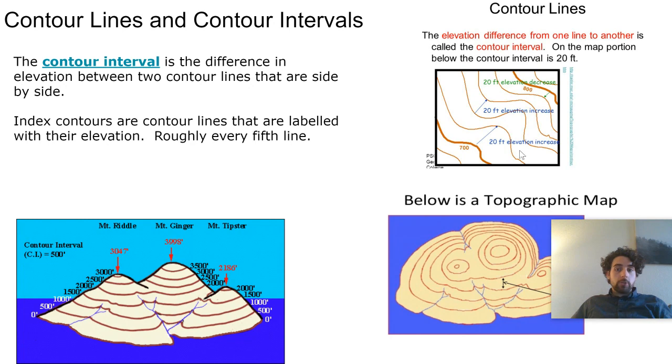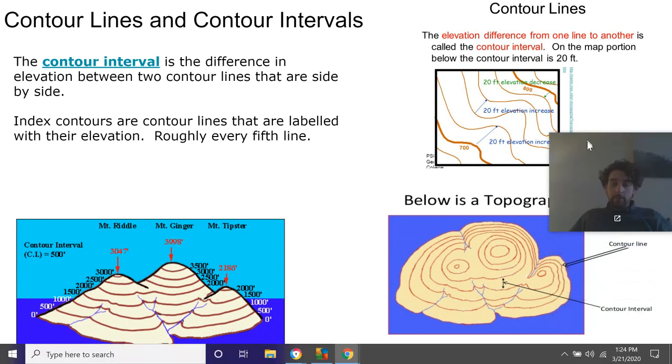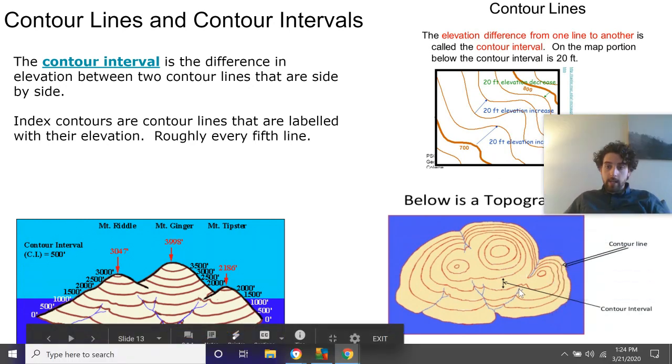So those index contours are the ones that are labeled. You can see these are contour lines, and the contour intervals are the distance between them. Here you can see an example of the contour lines placed on a three-dimensional picture.